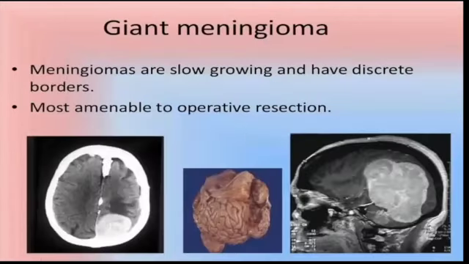Now this is how a meningioma should look. As you see, it has much more identified borders on these images, whatever sort of imaging, and it's more homogeneous. And it says here that it's most amenable to operative resection, which means that it's much easier to operate on a patient who has a meningioma than it is to operate on a patient who has a glioblastoma multiforme.